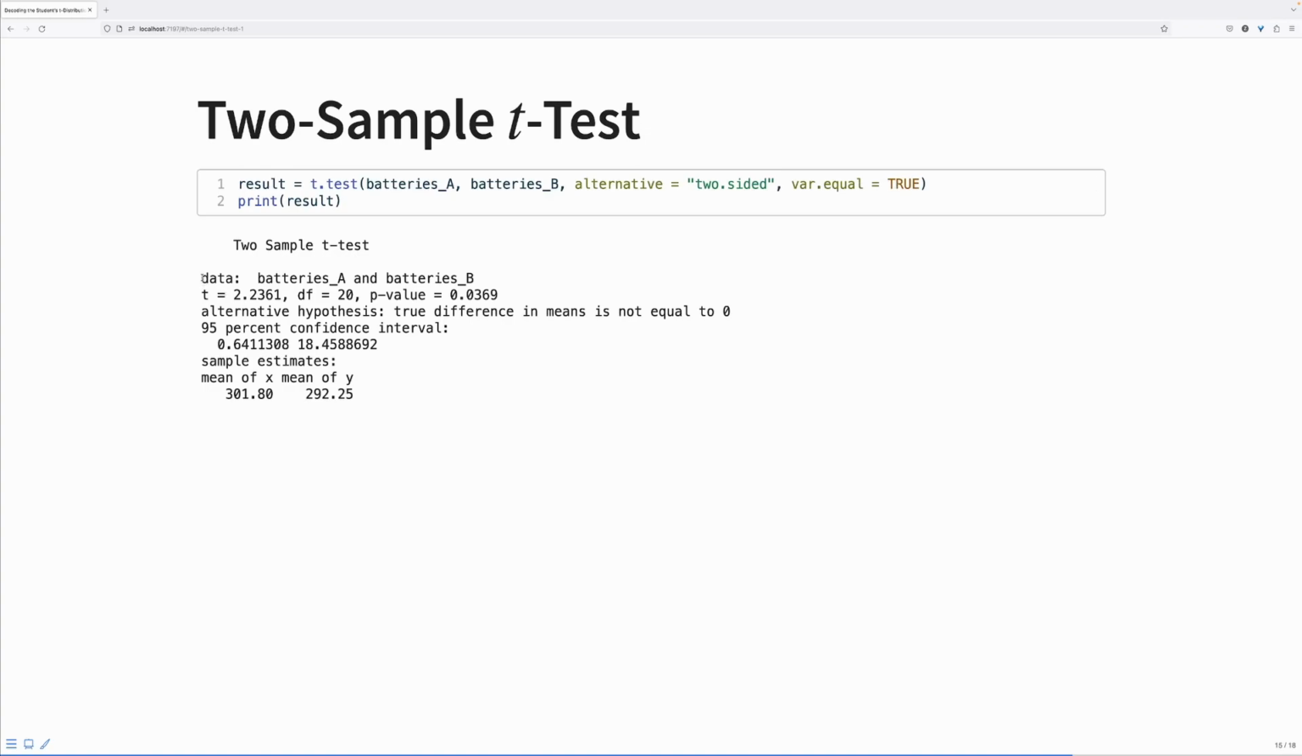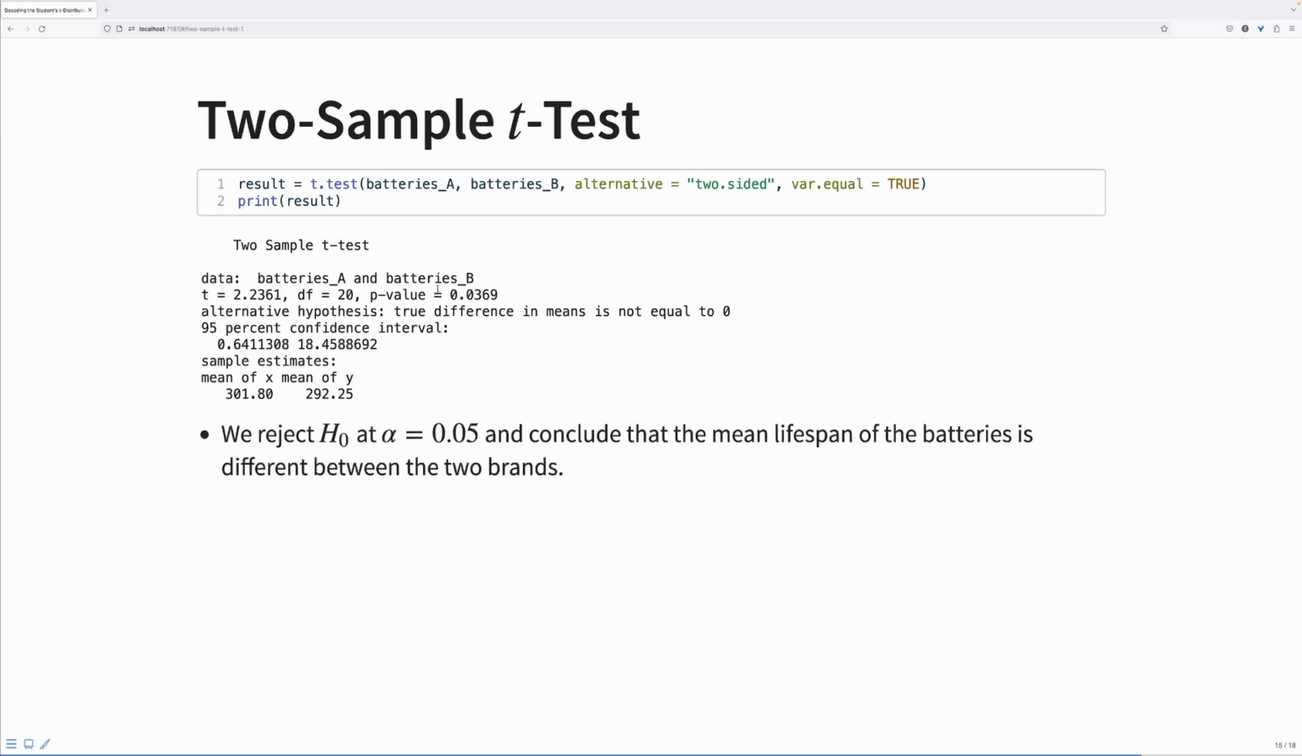So here is the result from the t-test. Our t-statistic is equal to 2.2361, the degrees of freedom is equal to 20, the p-value is 0.03969, and the 95% confidence interval is 0.64 to 18.46. Because the p-value is less than 0.05, we reject the null hypothesis at alpha equal to 0.05, and I conclude that the mean lifespan of the batteries is different between the two brands.